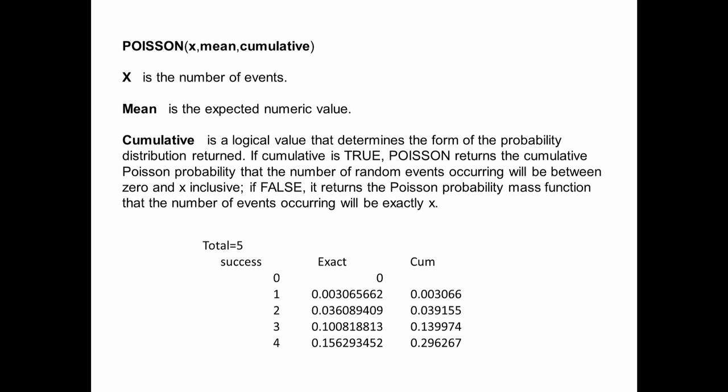Okay. Even Excel has this option. We have a function called Poisson. X, mean, cumulative. X is the number of events, M is the mean, that means the expected numerical value, and cumulative is true or false, like in binomial. If you put false you will get the exact value, whereas if it is true you will get the cumulative value. So we put the mean as 5 and we want to look at 0, 1, 2, 3, 4. So we can use the same function here in Excel also.